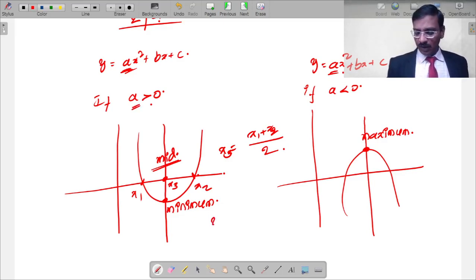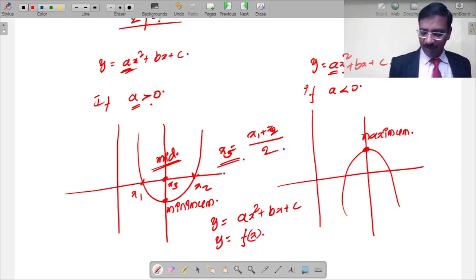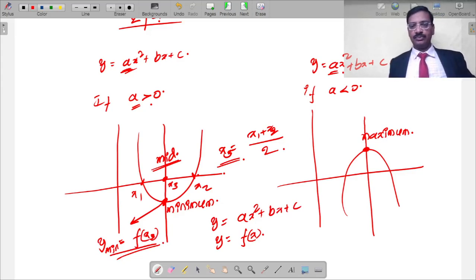And y is equal to ax square plus bx plus c. If you call this y is equal to f of x, then the midpoint x3, that is the value here, will be the minimum point. Y min will always be equal to f of x3. So this is the y min value. I hope you understood this, right?